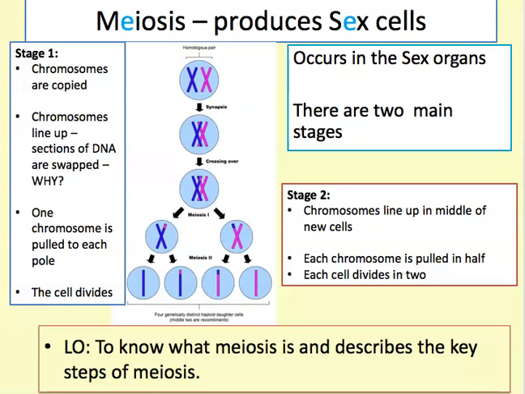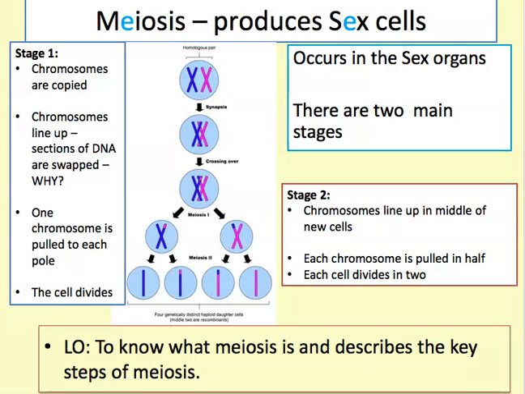Okay, so we're now going to look at meiosis. Meiosis is a type of cell division that produces sex cells. So meiosis will happen in the ovaries and meiosis will happen in the testes because it is where the eggs are made in the ovaries, it is where the sperm is made in the testes. So meiosis happens in the male and the female reproductive system, specifically the ovaries and the testes.